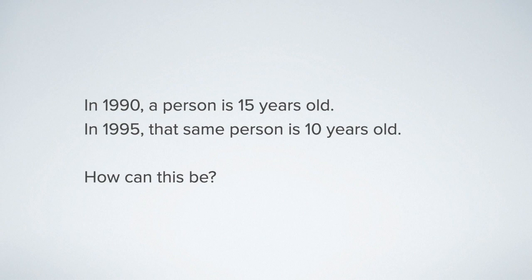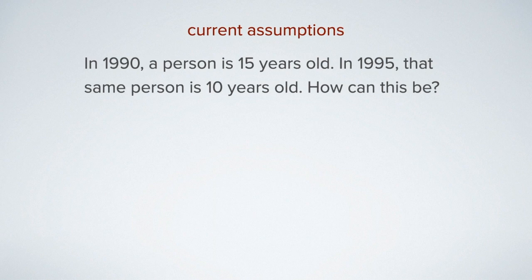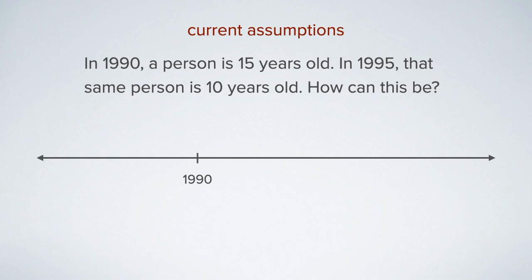So we will have 3 steps to apply first principles thinking on this. Step number 1. Identify and define your current assumptions. For this problem, our current assumptions are, given the timeline, at 1990, well, the person was 15 years old. And at 1995, 5 years after 1990, we assume that that person should be 20 years old, right? So that's our assumption.